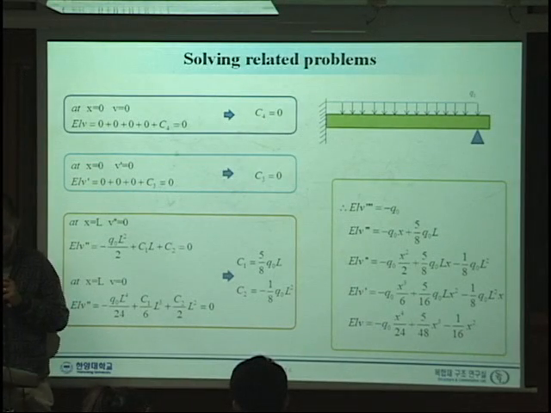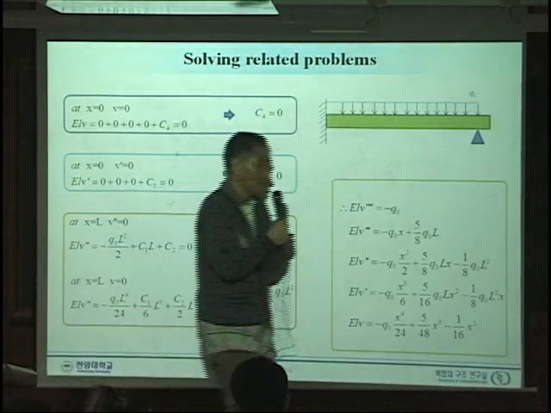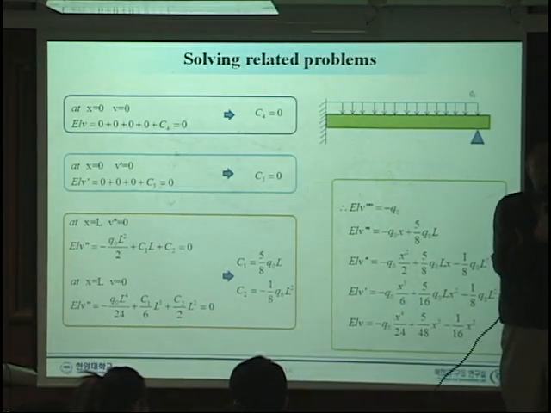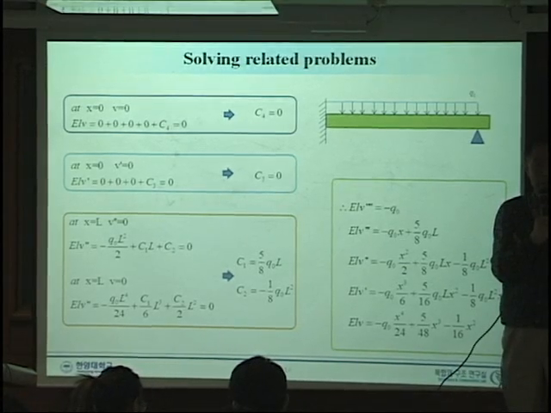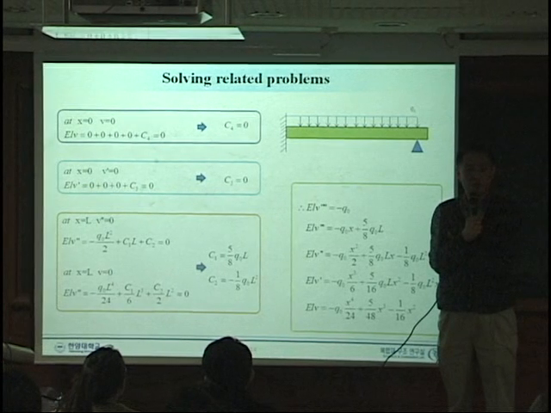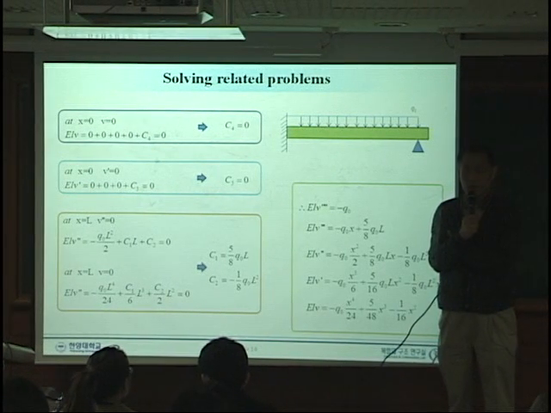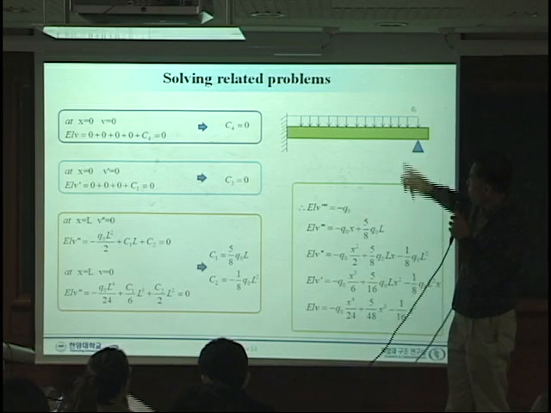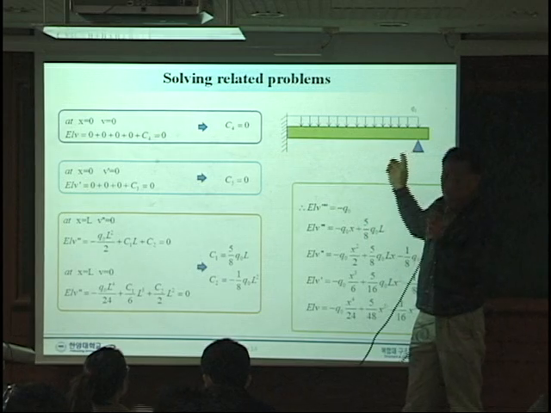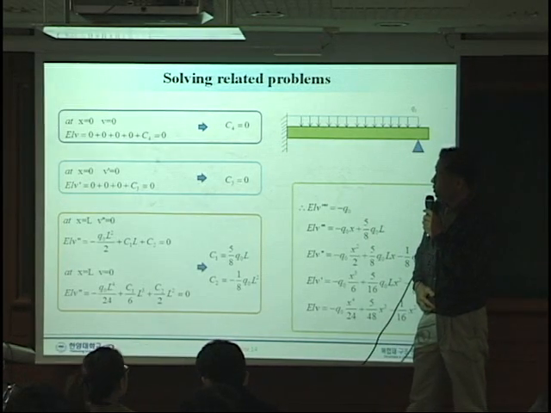Well, last class we solved this beam problem using our new beam governing equation, which is given in terms of a fourth order differential equation. On the left-hand side we have a clamped end, and the right-hand side is supported by a simple support.